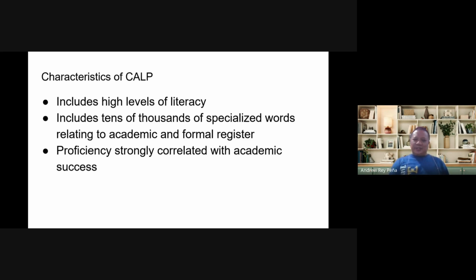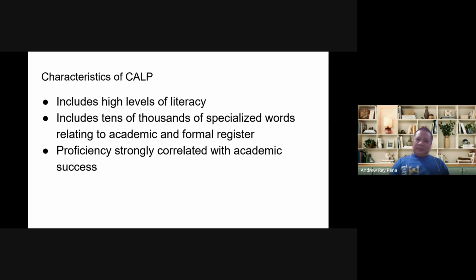And CALP includes high levels of literacy. BICS does not require literacy, but CALP requires and includes high levels of literacy, being able to write complicated pieces of writing, being able to use complicated abstract nouns, abstract ideas. And CALP includes tens of thousands of specialized words, and these words relate to academic and formal register or style. So these specialized words relate to academic contexts, and therefore they are formal.